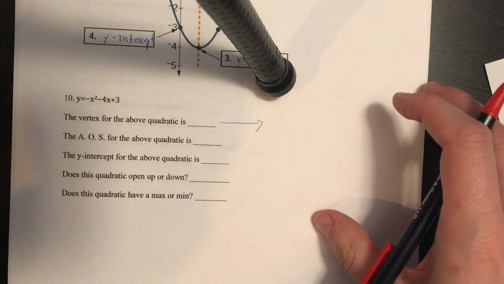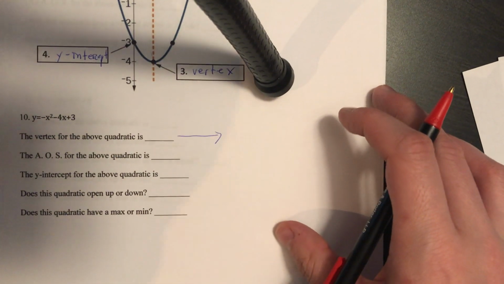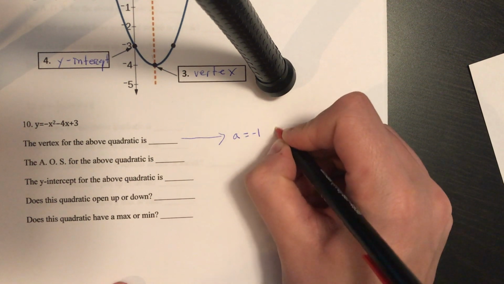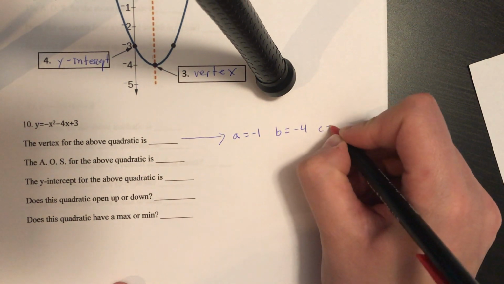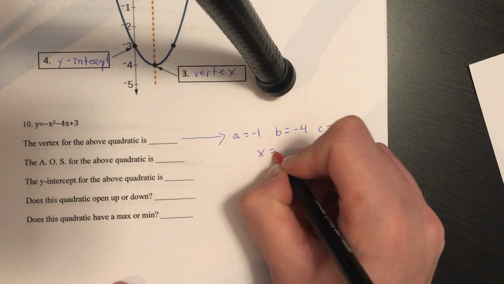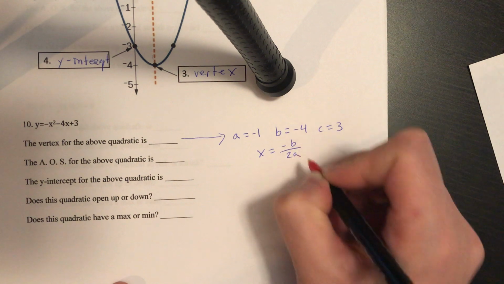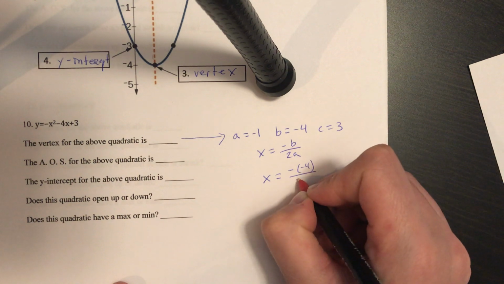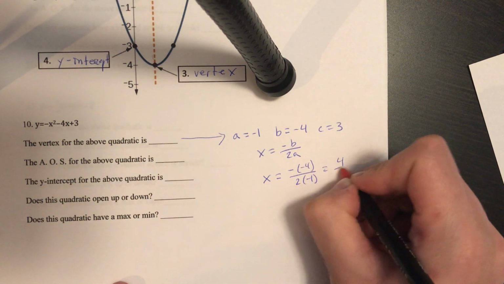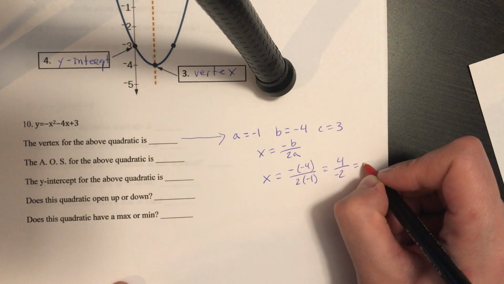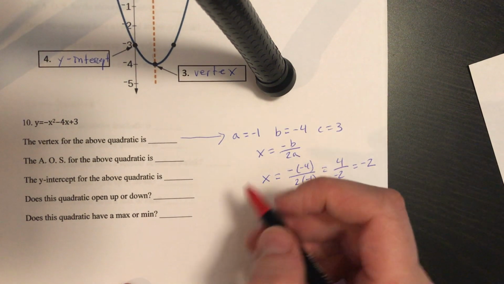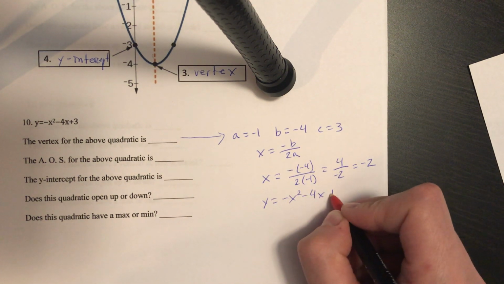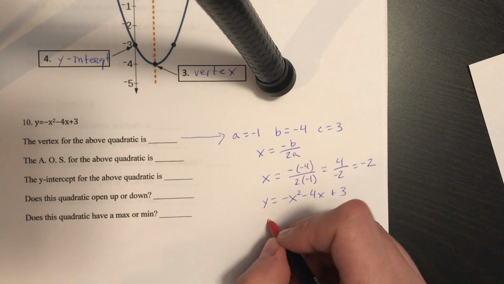So I'm just going to kind of draw an arrow over here and work it out. So my A value, there's a negative in front of my x, it's just negative 1. My B value is negative 4, and my C value is 3. So I'm going to use, again, my formula x is equal to negative b over 2a. I'm going to plug in the b, plug in a, and so this is 4 over negative 2, which is just negative 2. So that's my x value. So to find my y, I'm going to go ahead and rewrite the equation over here so you can see it. I'm going to plug negative 2 in for x.